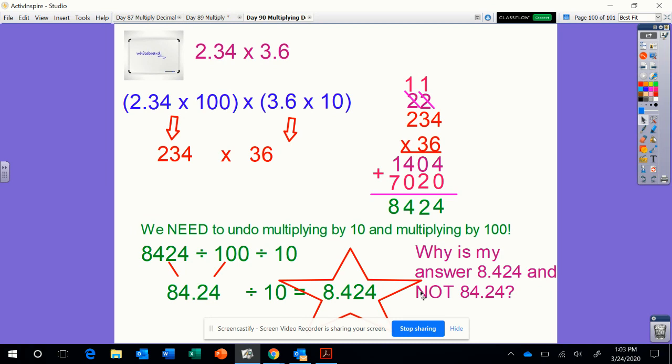So that is our lesson, our beginning of multiplying decimals, but here we're doing it by powers of 10. So you can move on from here to work on your problem set and your homework.